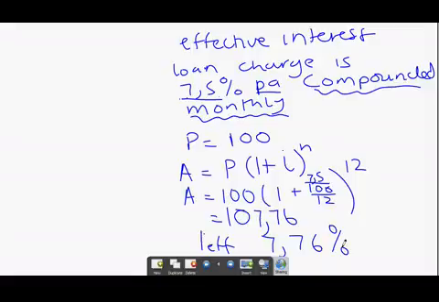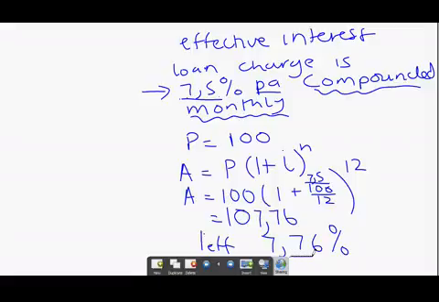Even though when you went to the bank, they said that, oh, you are going to pay 7.5% per annum. And fine, if they were calculating their interest per annum, you would pay 7.5% per annum. But now they are not calculating their interest per annum, they are calculating their interest every month, which makes a big difference.